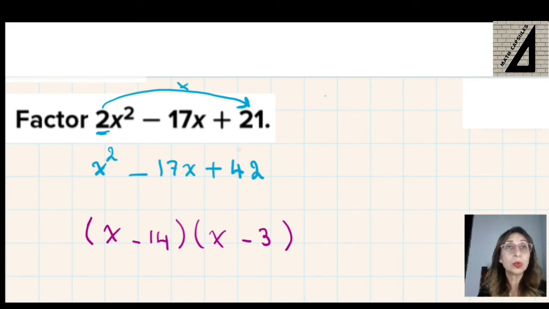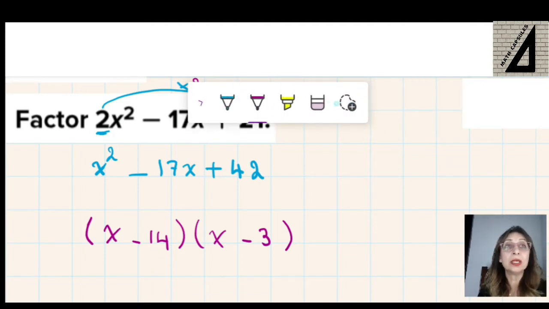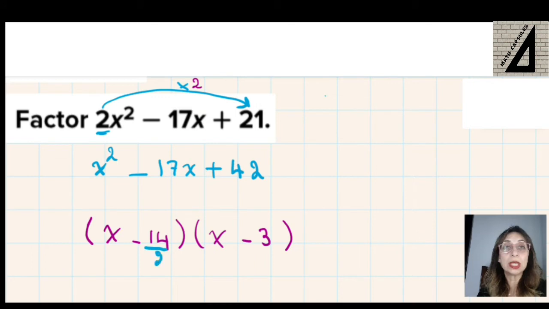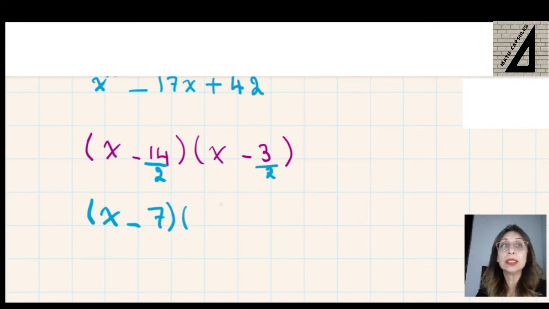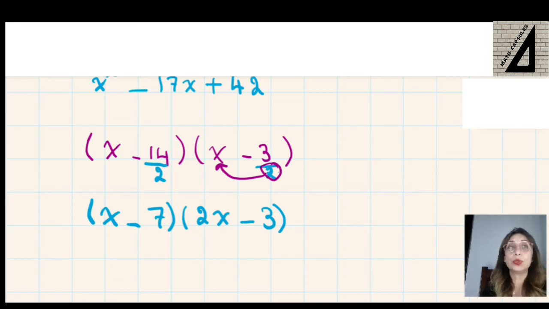Now, because we multiplied at the beginning by 2, we will now divide the negative 14 and the negative 3 over 2. So this is now x minus 14 over 2, which is 7, and x minus 3 over 2. Because 3 over 2 is a fraction, I will take this 2 and multiply it by x to keep the 3 as it is, without a fraction, without a denominator, so it will be 2x minus 3. And this is the factored form of this trinomial.